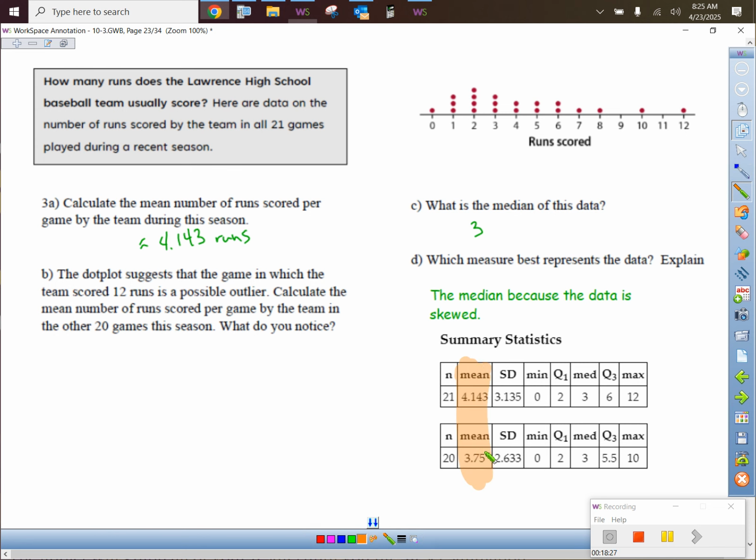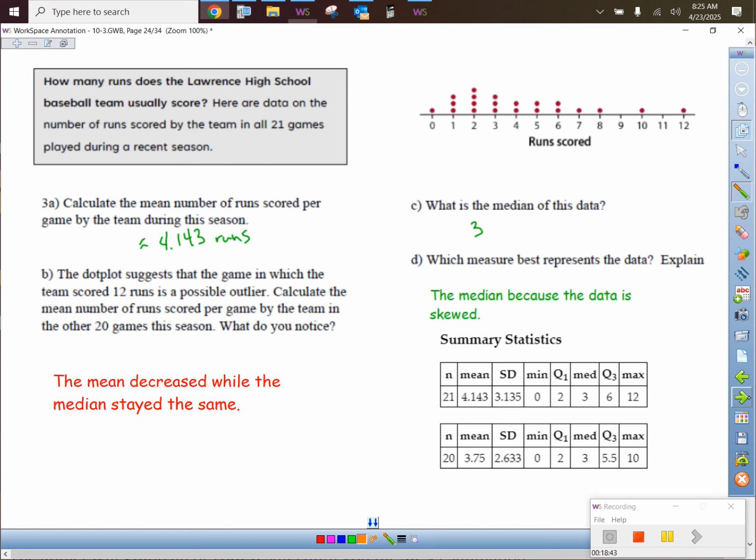What happened? The mean went down because we got rid of what kind of outlier? A high outlier or a low outlier? So shouldn't that make the mean go down? What about the median, which is the middle? What happened to the middle? Yeah, the middle stayed the same. The mean decreased while the median stayed the same.